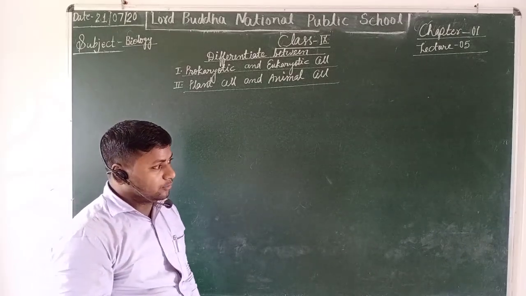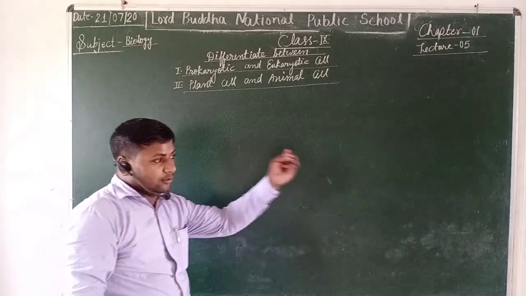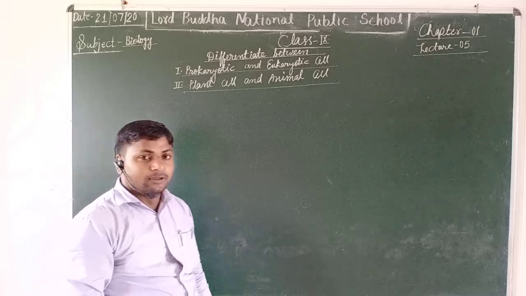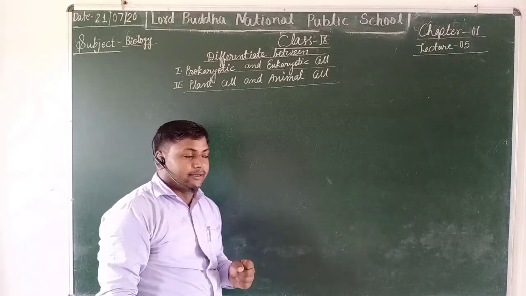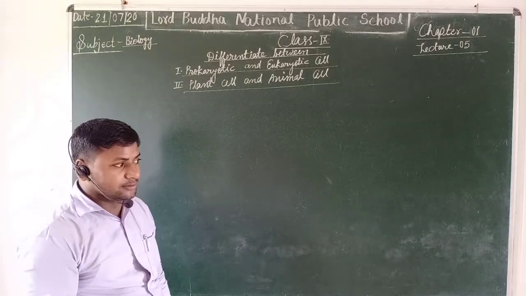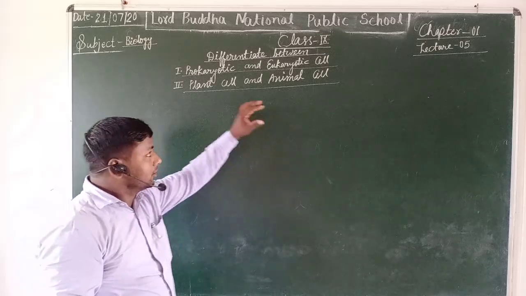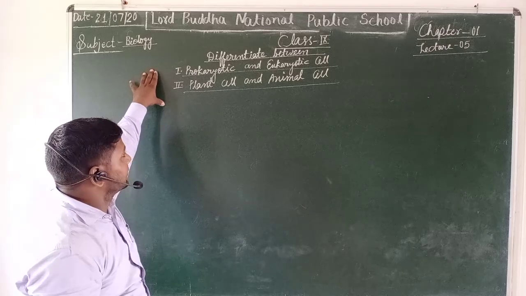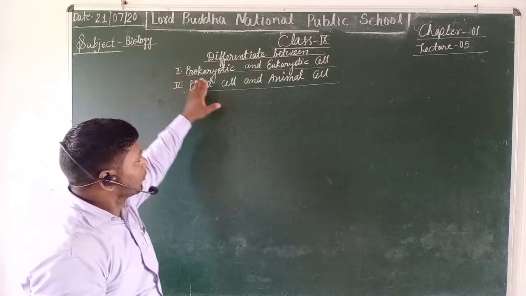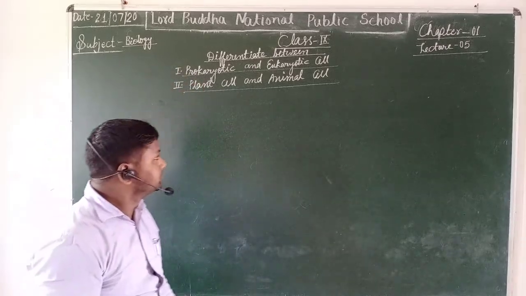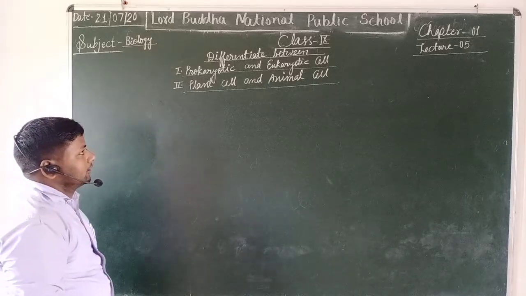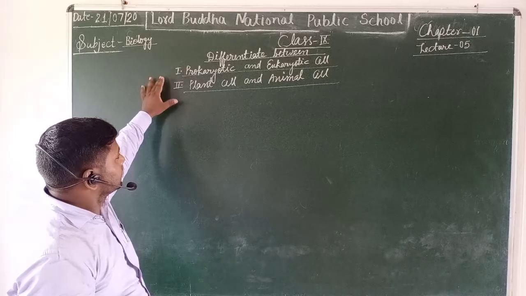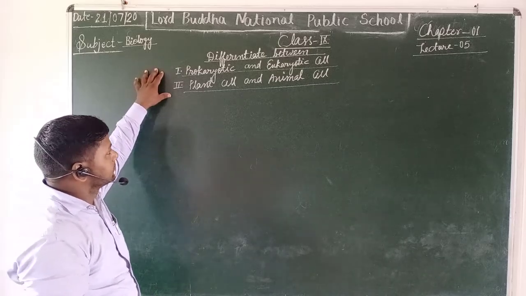In previous lectures, we will study about cell, types of cell, and their characteristics as well as cell theory. Now, today's topic is differentiate between prokaryotic and eukaryotic cell and plant and animal cell. All of you have diagrammatically studied about these topics.